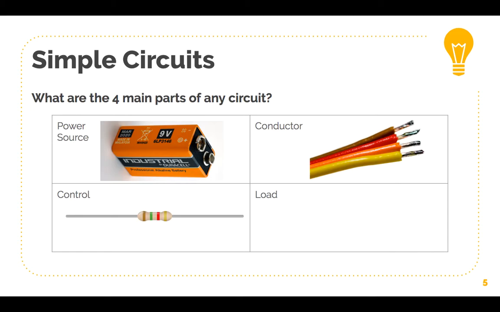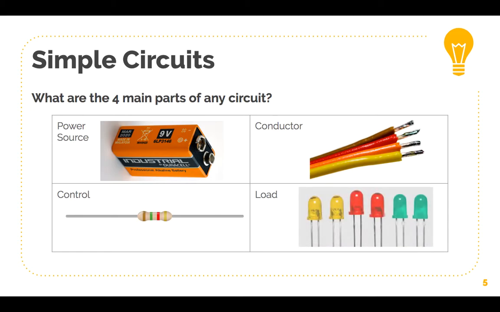An example of a control can be a resistor. And an example of a load could be some sort of LED. Again, there are many different options for these components or parts of a circuit. I would say there are fewer options for a conductor. For the conductor in a circuit, we always use a wire. So that's kind of easy to remember. And we'll get into some different options for these three components of a circuit.